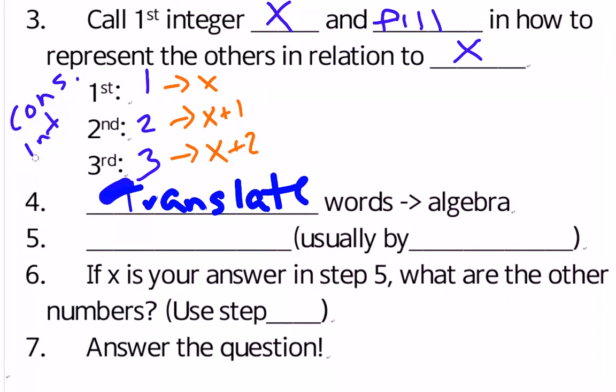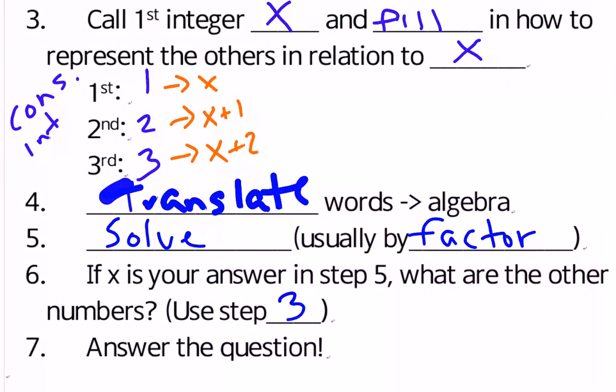We're going to solve it, and usually this is going to be by factoring. Every once in a while, it's just going to end up being a regular old equation we're going to solve. Then we should end up with x equals a number. If x is your answer in step 5, what are the other numbers? And we're going to use step 3.